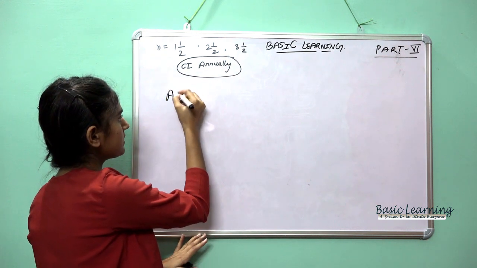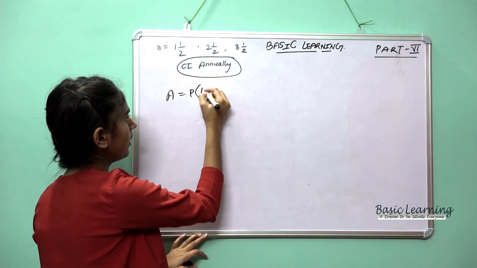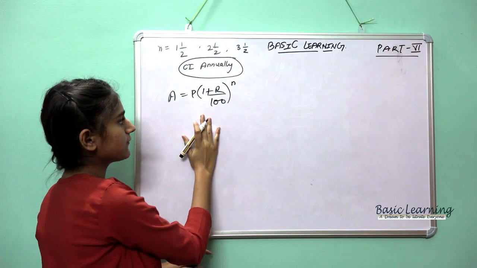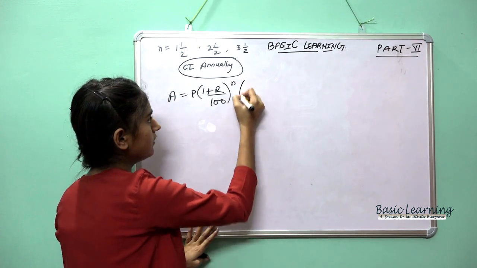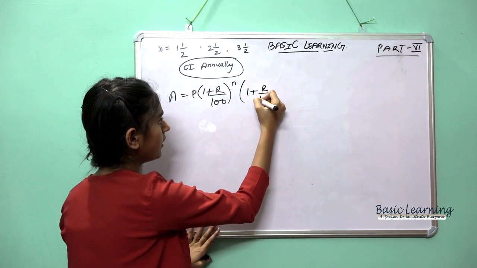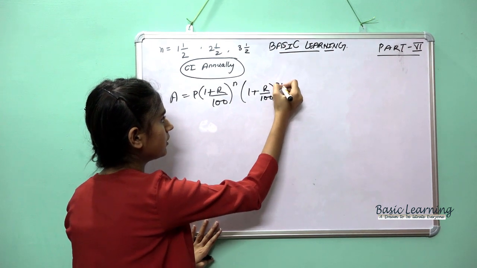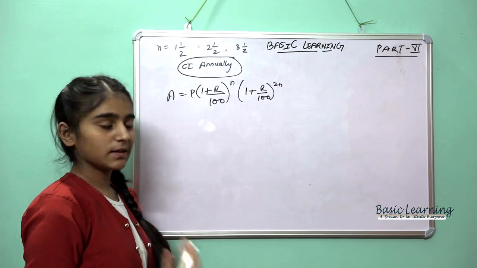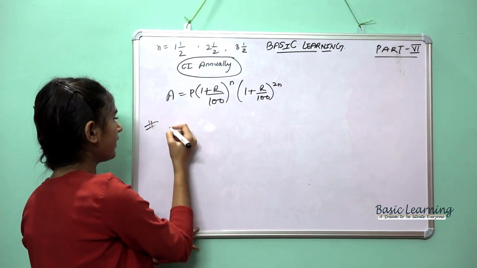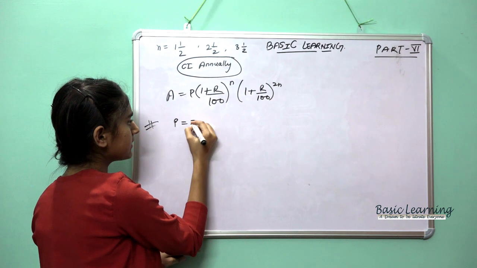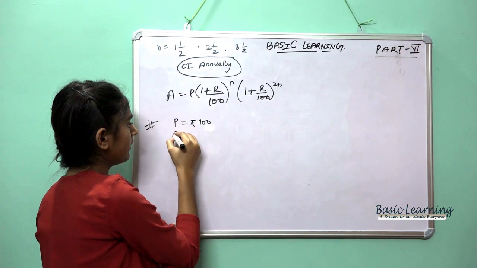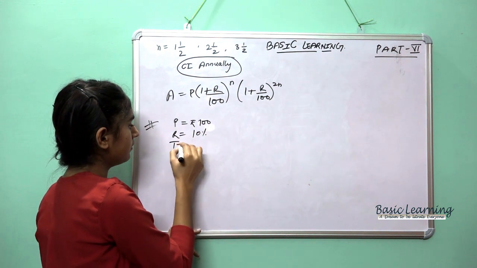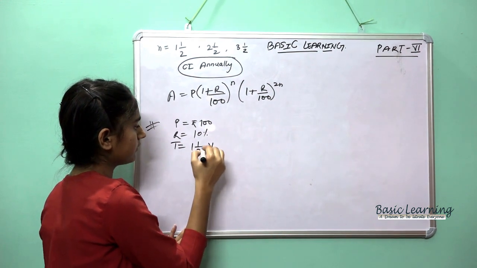So the formula is A equals P bracket 1 plus R upon 100 to the power n. This is for the whole number, and 1 plus R upon 200 to the power 2n. This is for the fraction part. Now suppose, I am taking a basic example again. Suppose the principal is rupees 100, the rate is 10% and the time duration is 1.5 years.